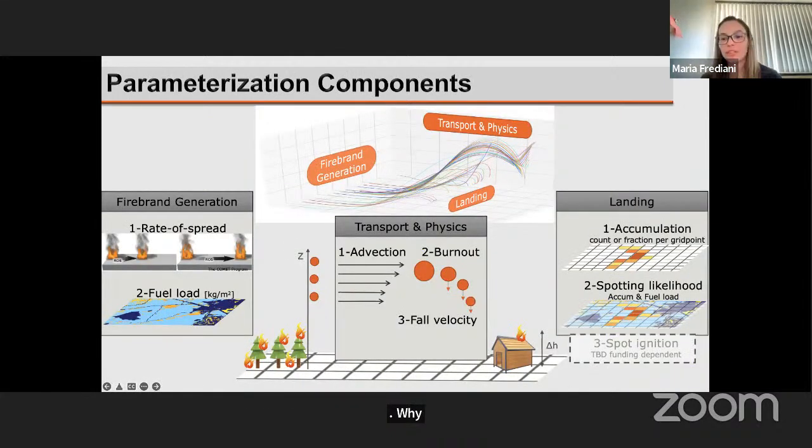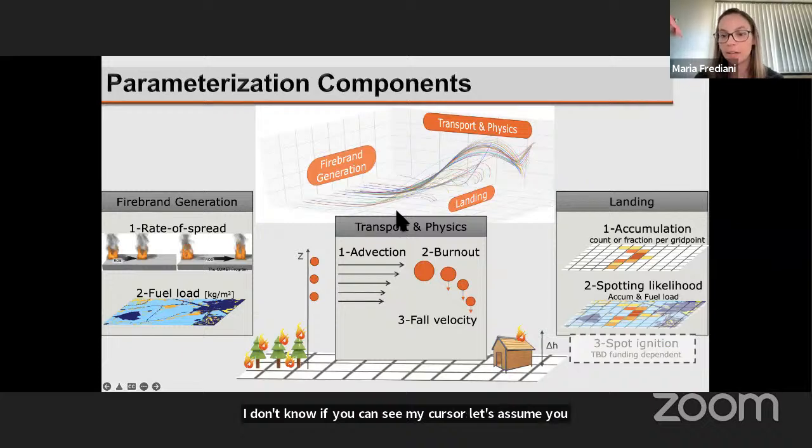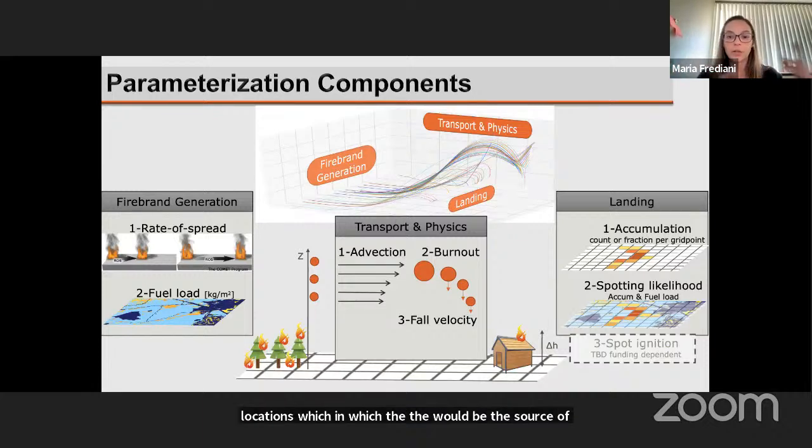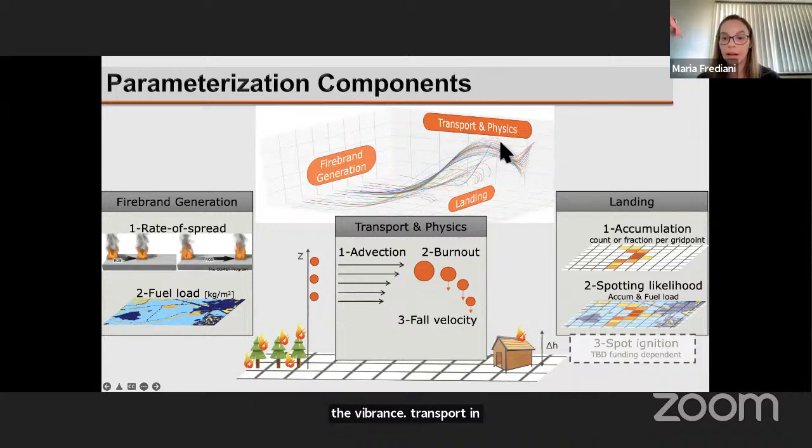The firebrand parameterization is composed of three major parts. The generation part is what decides the locations that will be the source of the firebrands. Transport and physics is the part that calculates the processes experienced by each individual firebrand particle, and landing calculates what happens to particles that do not burn out and descend below a specified height threshold.